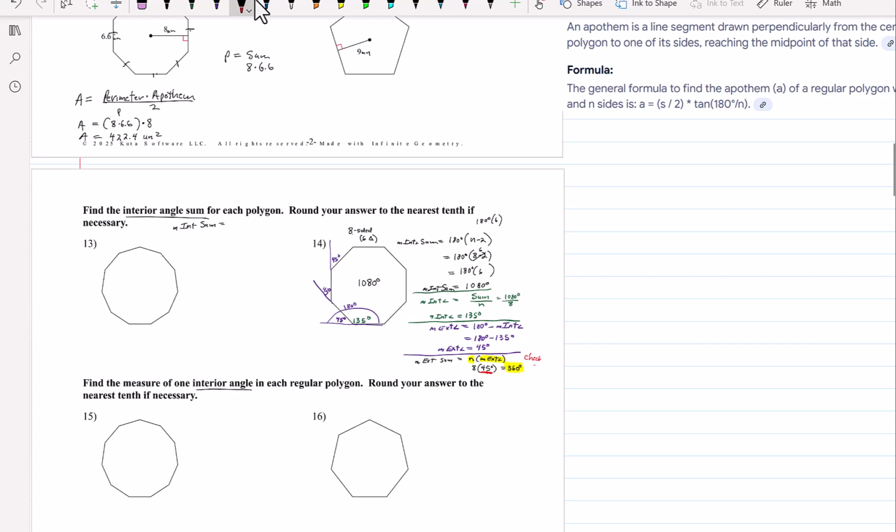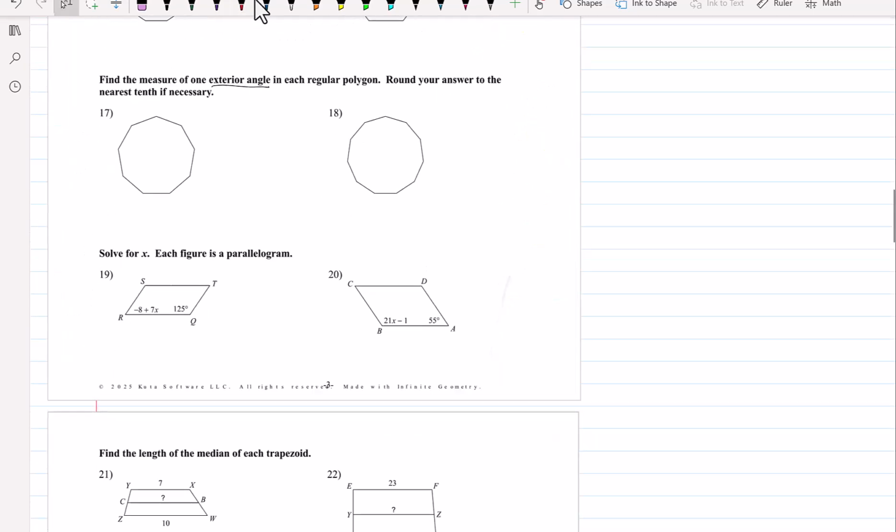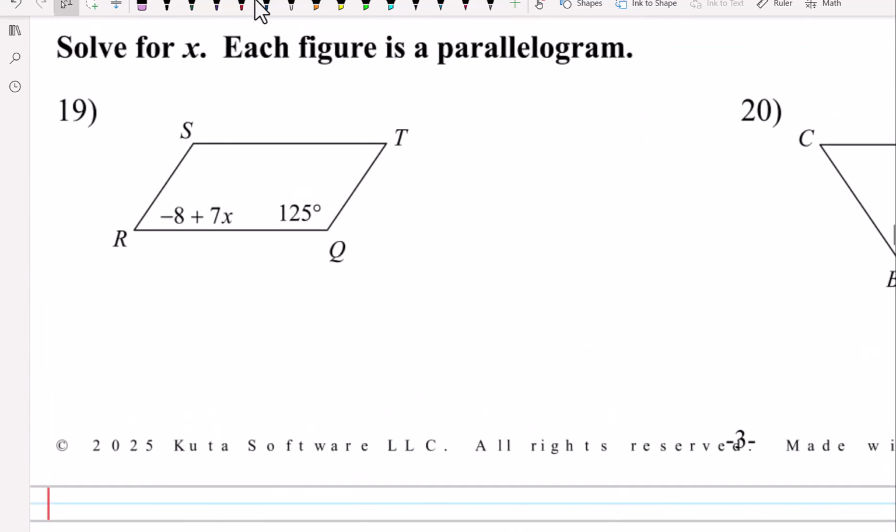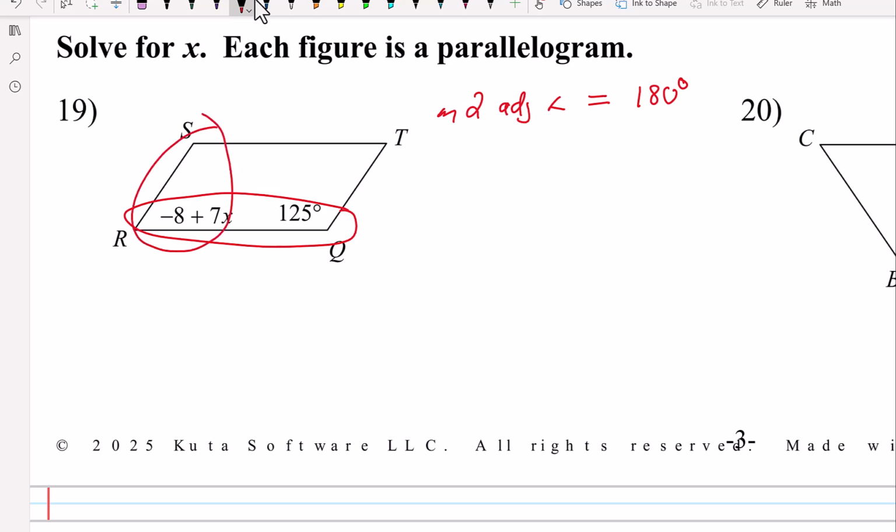All right, let's see. I'll do a couple more things in this one. So each figure is a parallelogram. We just need to find the measure. Well, you'd have to look back at the properties of parallelograms, but one of the properties is that the measure of two adjacent angles add up to 180 degrees. So these two add up to 180, these two add up to 180, these two.